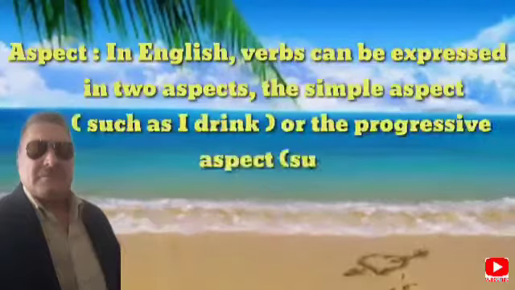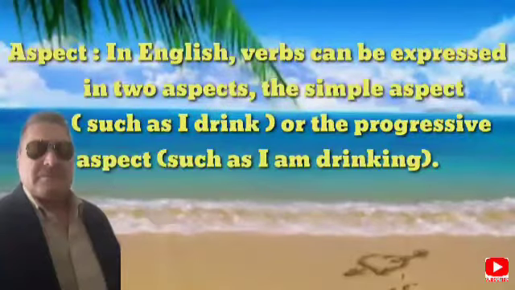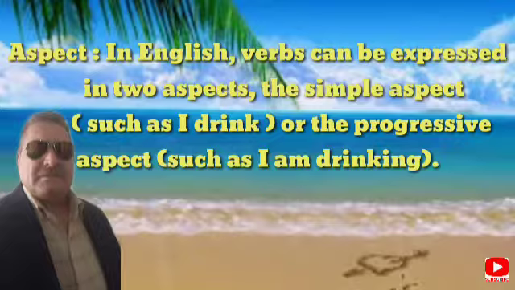Aspect. In English, verbs can be expressed in two aspects: the simple aspect, such as I drink, or the progressive aspect, such as I am drinking.